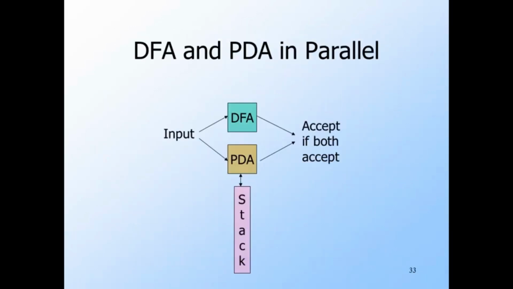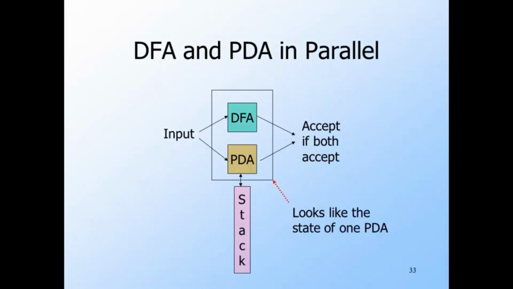Here's the picture of a PDA and a DFA running in parallel. We can combine the states of the two automata to make one state for a new PDA. It manipulates the stack of the original PDA and feeds inputs to both the original PDA and the DFA. It accepts if both the PDA and the DFA accept.